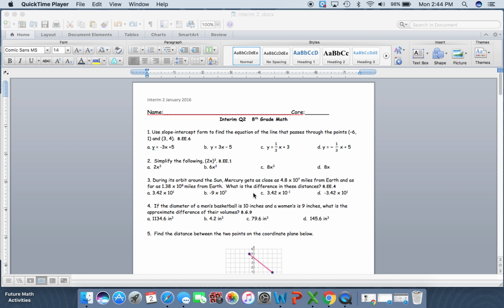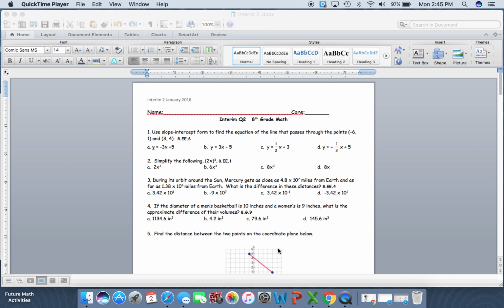Number 3. During its orbit around the sun, Mercury gets as close as 4.8 times 10 to the 7th miles from Earth and as far as 1.38 times 10 to the 8th power miles from Earth. What is the difference in these distances? A. 3.42 times 10 to the first power. B. -9 times 10 to the 7th power. C. 3.42 times 10 to the -1 power. Or D. -3.42 times 10 to the first power.